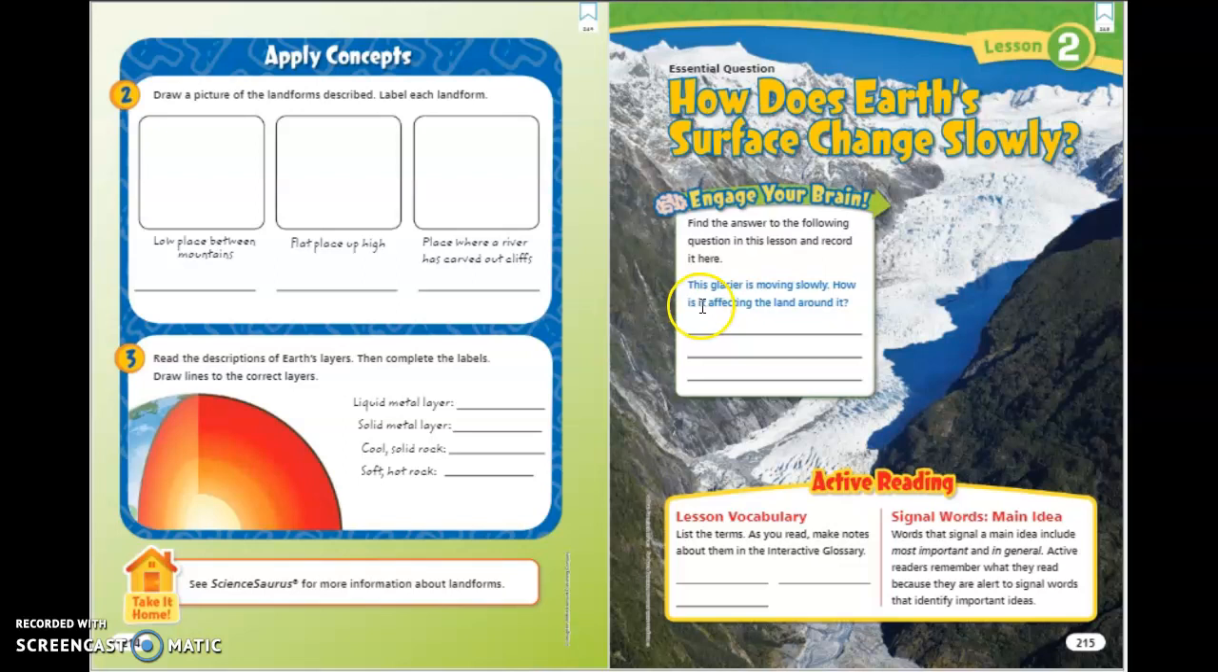The question is, this glacier is moving slowly. How is it affecting the land around it? Then below there in the active reading is your lesson vocabulary. You have 3 terms that you're going to find highlighted in Lesson 2 that will need to go on the lines below.